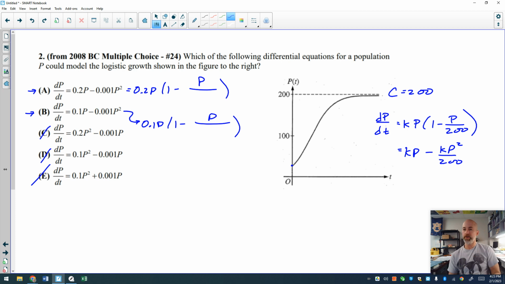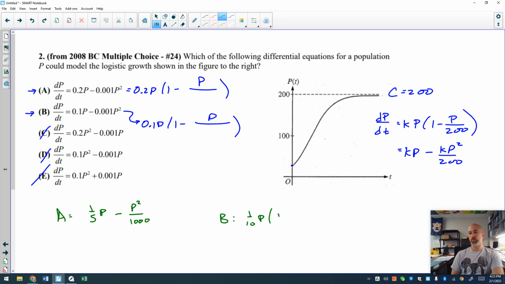One thing that just dawned on me is that in 2008, multiple choice number 24 was a non-calculator question. So we have to figure this out without a calculator. And I honestly believe that's going to be easier if we think of this with fractions instead of decimals. So option A, I could rewrite as 1/5 P minus P squared over 1,000. And option B is 1/10 P minus P squared over 1,000.